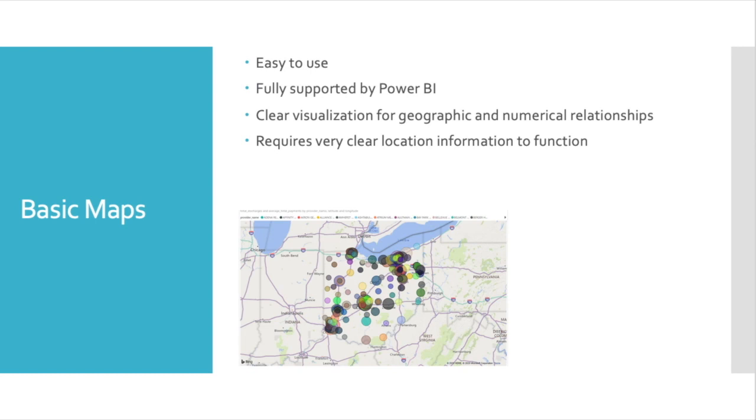One thing that's very important for basic maps to function properly is that you need to have very clearly formatted location information. These maps are powered by Bing and they pull their information directly from the internet. So when you upload your data set, it has to be formatted properly. It's also important to note that you need to be connected to the internet in order for these maps to work. If you do not have a strong internet connection, the data will not be able to be pulled from Bing and the map portion of Power BI will not work. So that's also important to note.